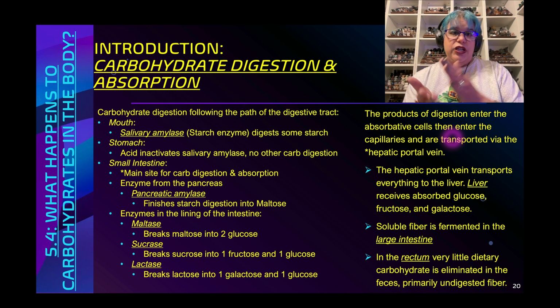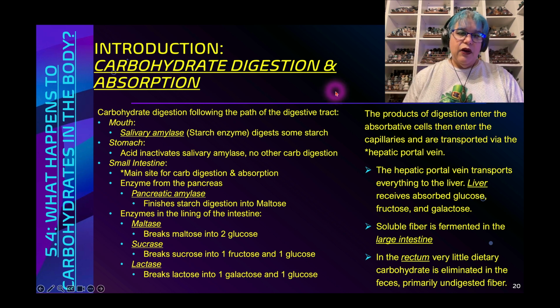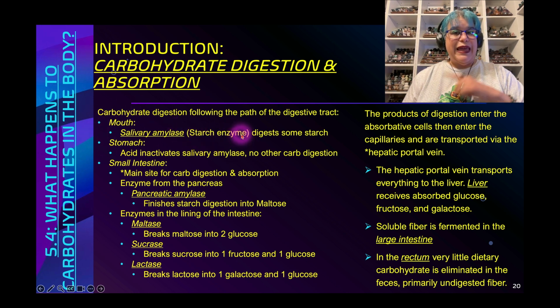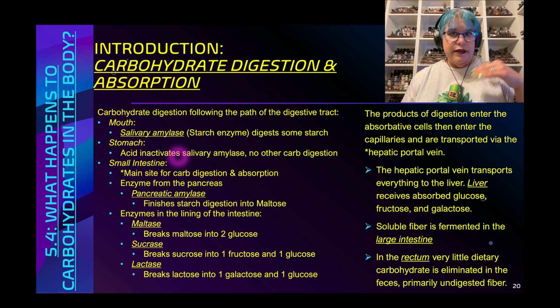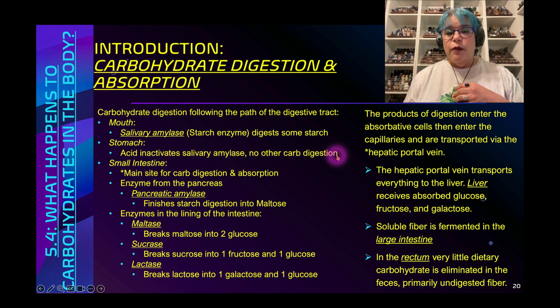Carbohydrate digestion, if we're going to follow it through the body. In the mouth, we have something called salivary amylase. It is a starch enzyme. Anything with amylase on it automatically means it's a starch enzyme. It's going to digest some starch, okay? Once we get to the stomach, though, that salivary amylase hits the acid in the stomach and it destroys it. So since it can't work anymore, there's no carbohydrate digestion in the stomach.